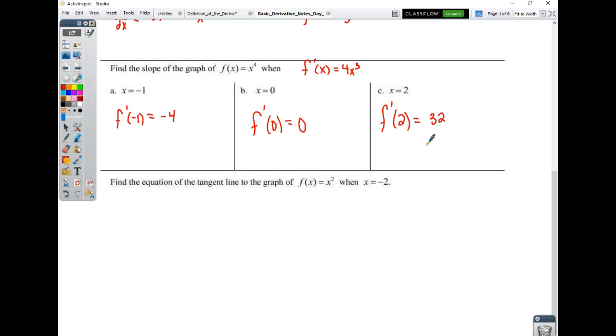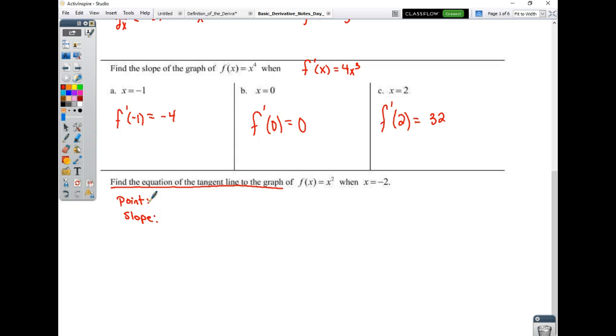So what about this question on the bottom? Find the equation of the tangent line to the graph f of x equals x squared, where x is equal to negative 2. Well, read the question. What's the question asking for? Find the equation of a tangent line. What do you need for a tangent line? A point and a slope.